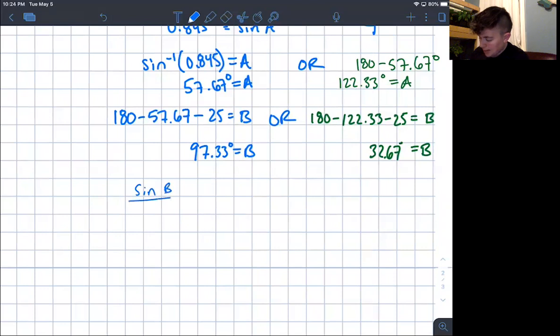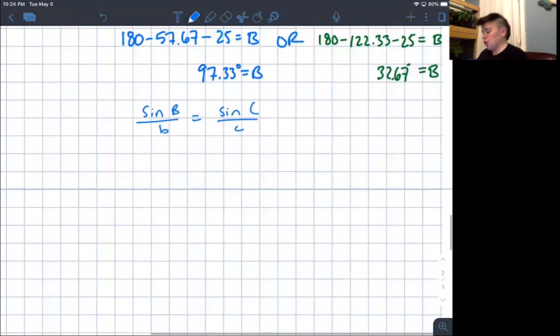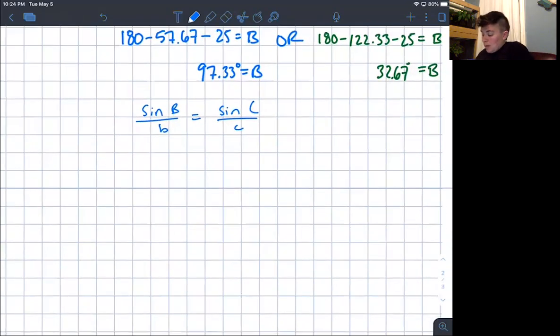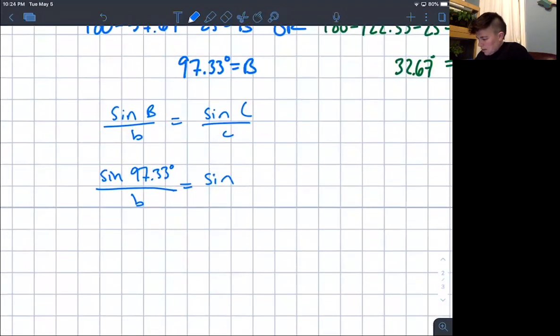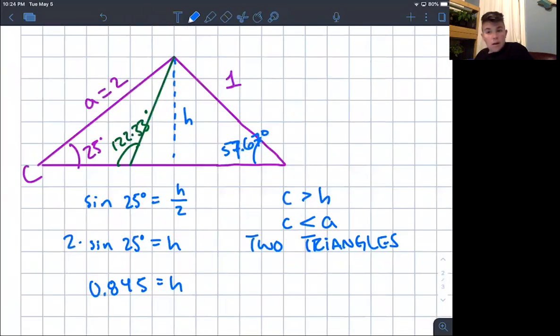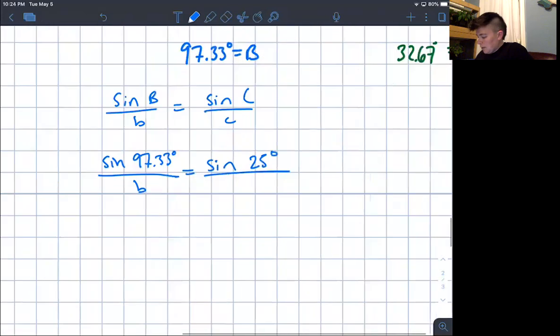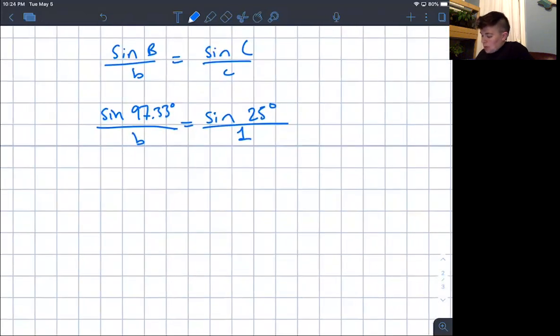So I'm going to say sine B over B equals sine C over C. I am going to use sine C since those are the ones that I know for sure. So for this sine B, I'm going to use that angle. So the sine of 97.33 degrees over B equals the sine of 25 degrees over side C, which was 1. Do a little cross multiplication.